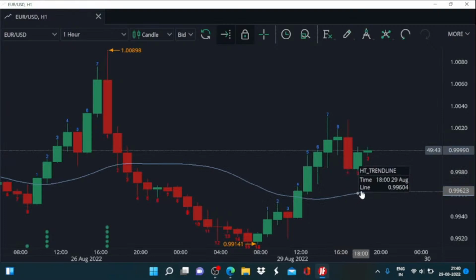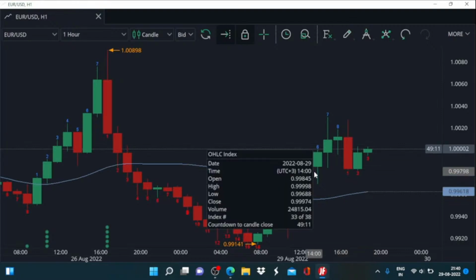So here the simple assessment you can make is that the HT trend line is expected to act as the near-term support here, and as long as we have this inclination of the HT trend line, at least slightly on the upper side, it is in the rising phase. Till this formation holds, we can continue to look for buying opportunities in the market in Euro USD.